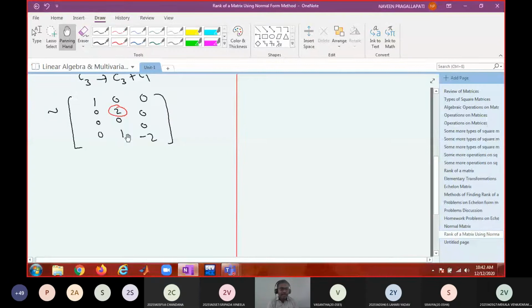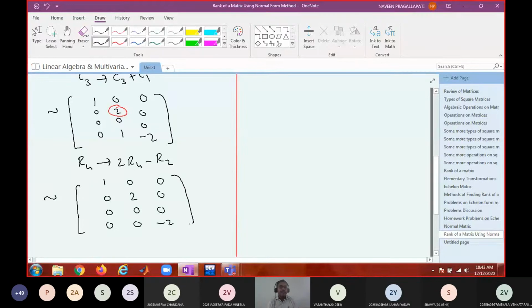So for that, R4 gets 2R4 minus R2. That's it. So it is going to be 1 0 0, 0 2 0, 0 0 0, 2 minus 2 0 minus 2 minus 2. Is it okay? Now after that I have to make the entries after the pivot 0. This is 0. Is that okay? Next, so this task is over.